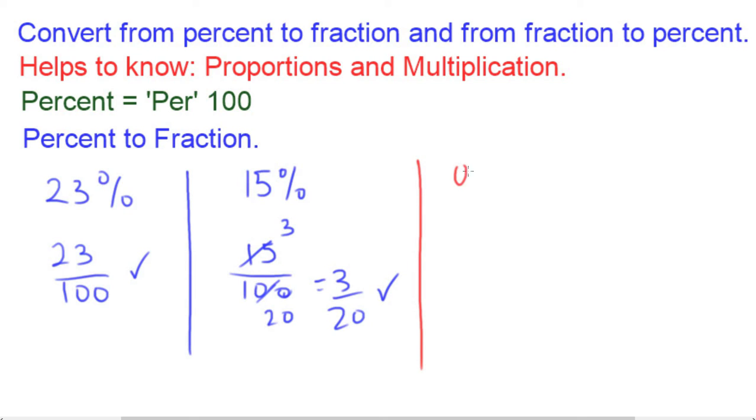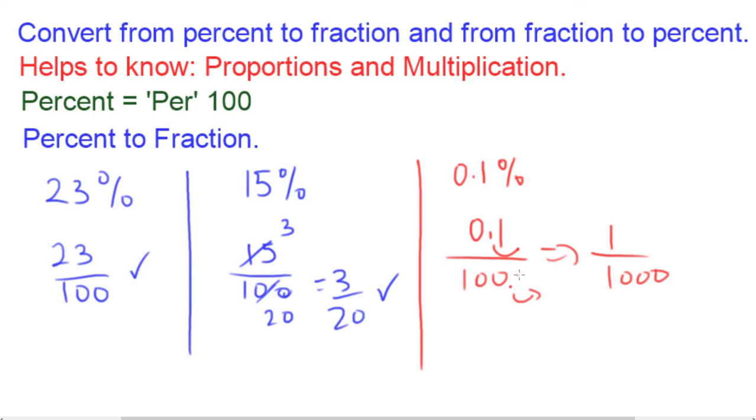If I take 0.1%, that's 0.1 still out of 100. And so with decimals, remember we move 1 decimal place. The decimal is here, we go 1 decimal place. So that goes 1 out of 1,000. We add a 0 here. So 0.1% is 1 over 1,000.